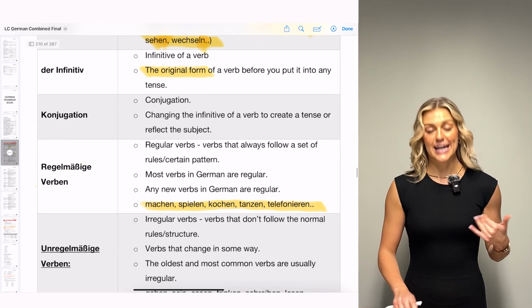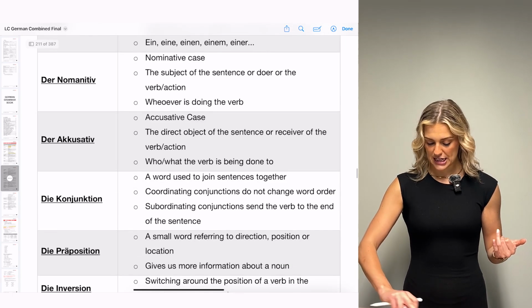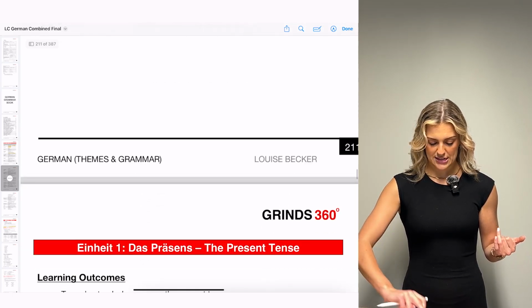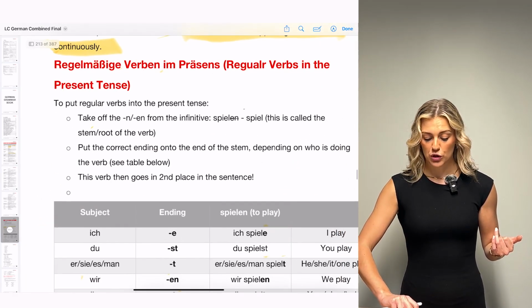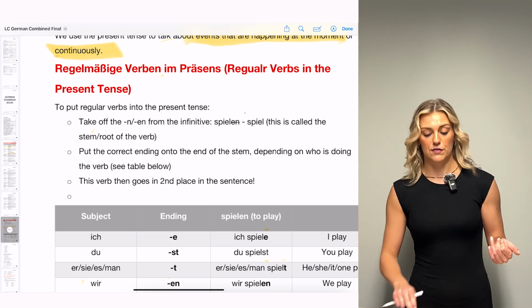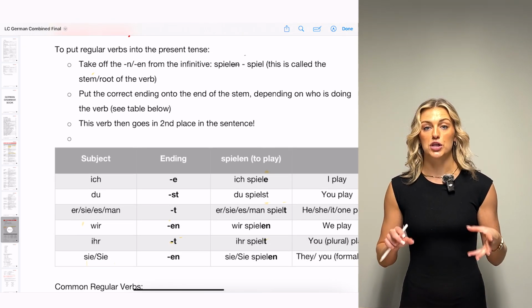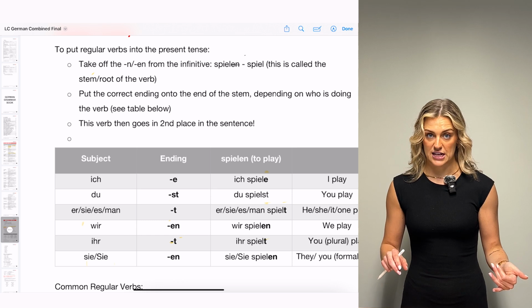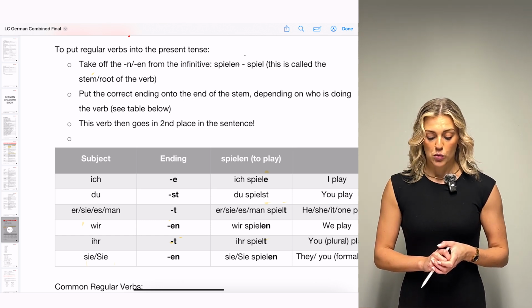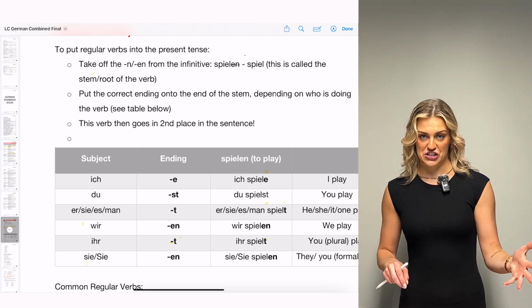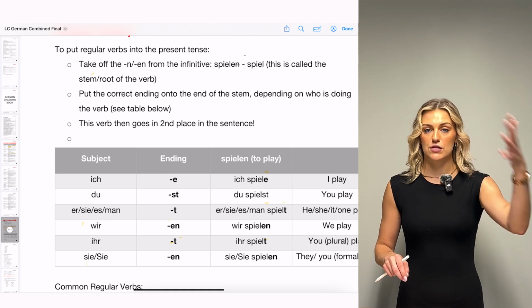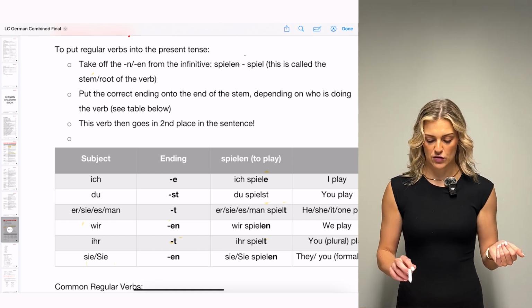So now that we're okay with those terms, we're going to go straight into our present tense, okay? Das Präsens, right? So we're going to look first of all at the present tense of regular verbs. If you have a regular verb, this is what you will do to put it into the present tense, okay? So we have to conjugate it. We have to change it, all right? And this is how we conjugate a regular verb to put it into the present tense correctly.